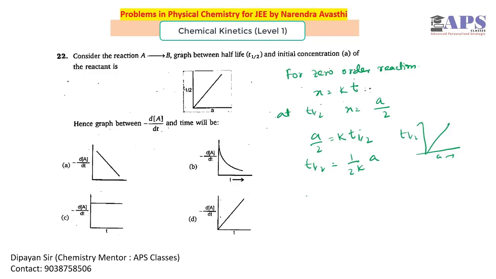For a zero order reaction, we can write the instantaneous rate like this, k into a to the power 0. So it will become a constant. So there is no change of rate for a zero order reaction. So option C will be the correct option.